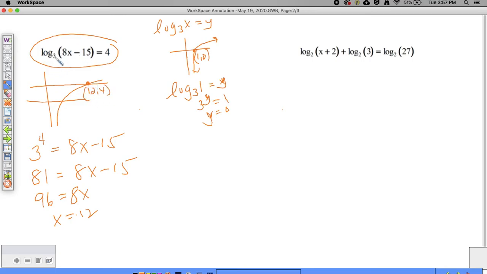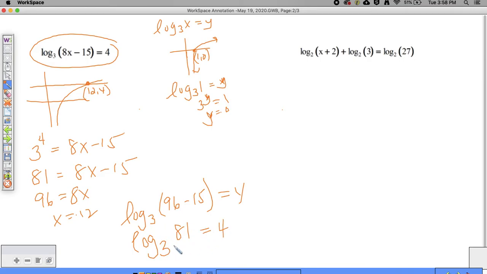Now, when we're doing log stuff, remember, the inside here is never, ever, ever allowed to be negative, because 3 to some power is never going to give you a negative number. It's just not going to happen. We have to check to see if our answer makes sense. If we plug x in here, we're asking is log base 3 of 96 minus 15 equal to 4? So this is log base 3 of, and 96 minus 15 is 81.